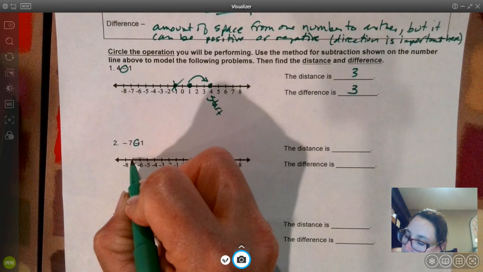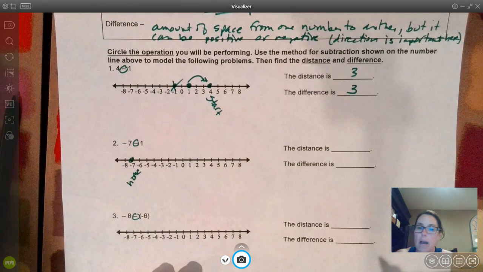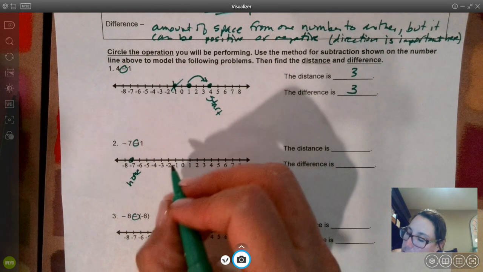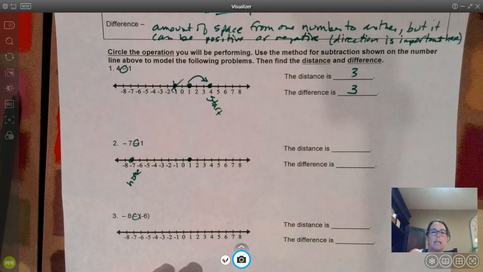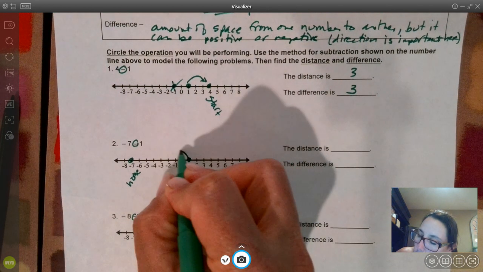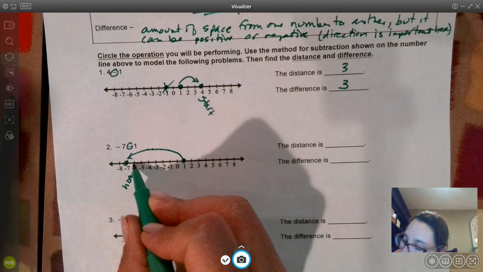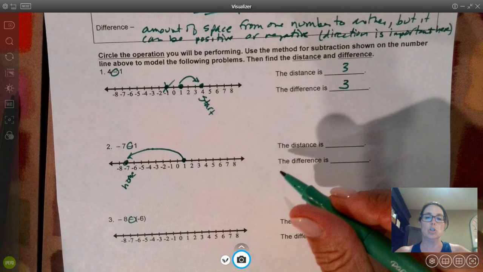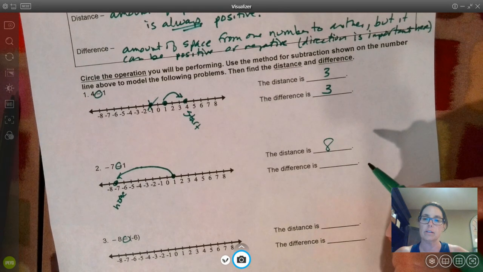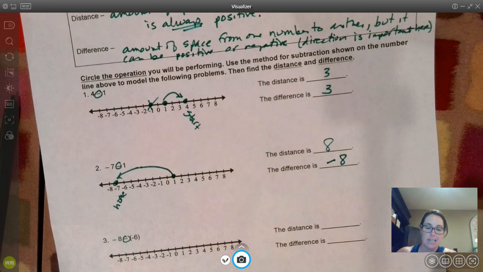Okay, so dot on -7, label that start or home, doesn't matter. And then a +1. And you have to ask yourself, once you get the 2 dots on the number line, what do I need to do to get back home? So I need to go to the left 1, 2, 3, 4, 5, 6, 7, 8 units. Okay, now be very careful. The distance between those is always positive, but the difference in this one, we're going left, so that means -8.